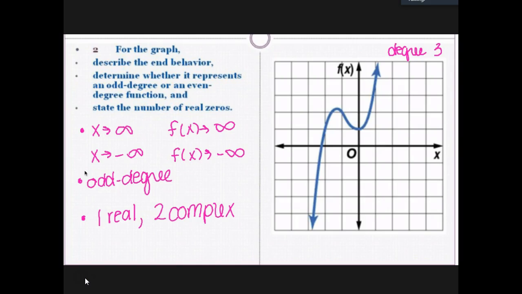So what you're going to do today is classifying the polynomials, which is naming 1 to 14. And then you're going to do the next page, which is very similar to what we just looked at, describing end behavior, even or odd, and number of zeros. So that's the next 2 pages in your packet.